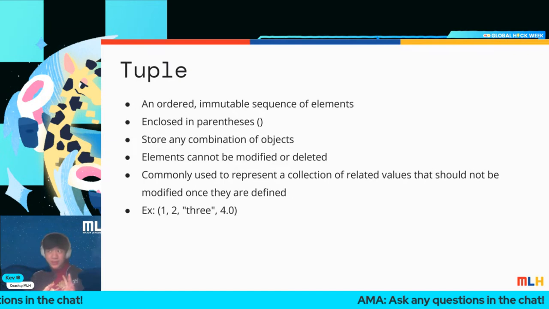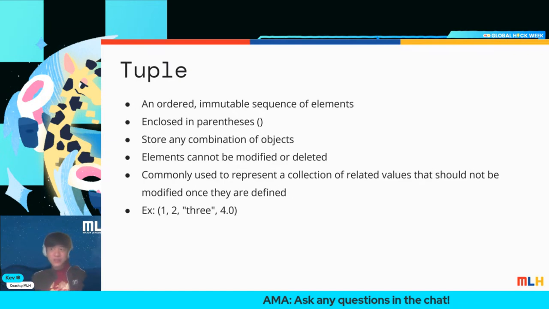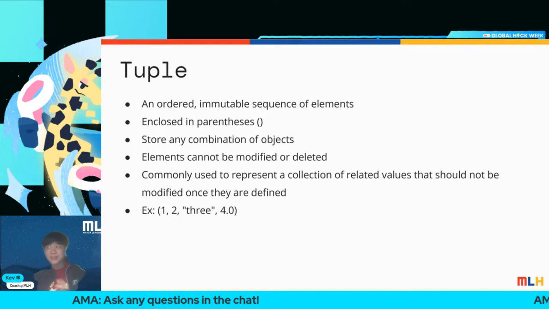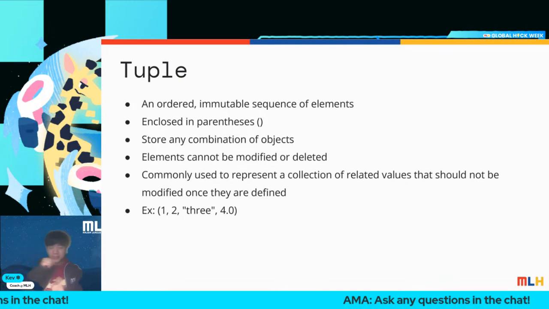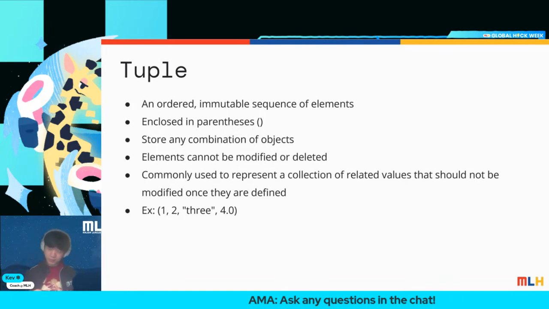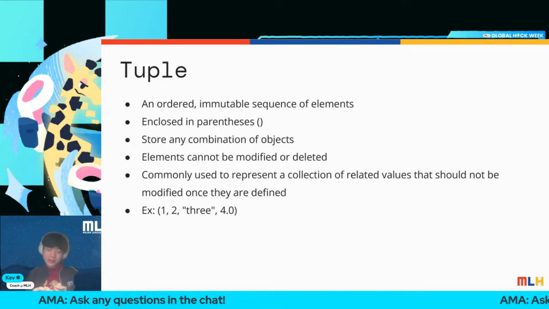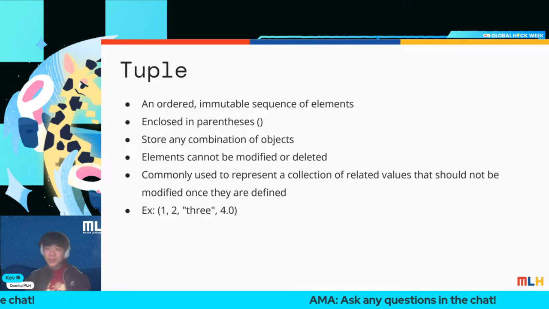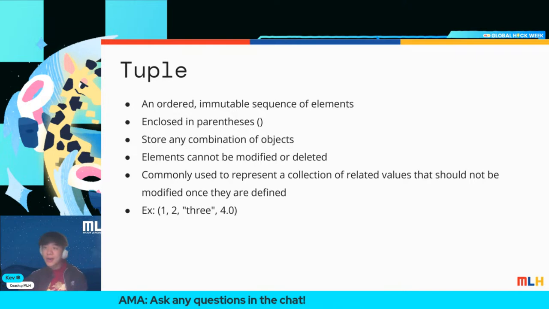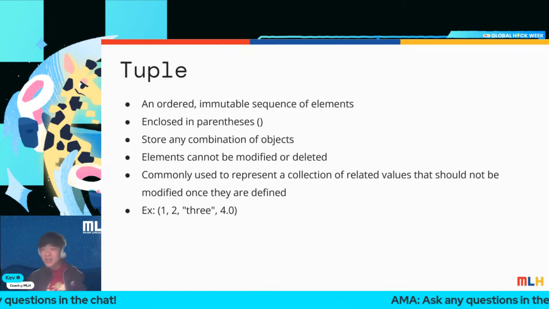The next thing is really similar to a list, with the key difference being that the list we talked about is mutable. The next thing we have is called tuples. Tuples are ordered immutable sequences of elements, meaning once they're created, they're not allowed to be changed anymore. They're generally enclosed in parentheses, unlike lists, which are enclosed in brackets. Tuples are enclosed in parentheses. They're used to store combinations of objects that we do not want to be allowed to be modified or deleted.